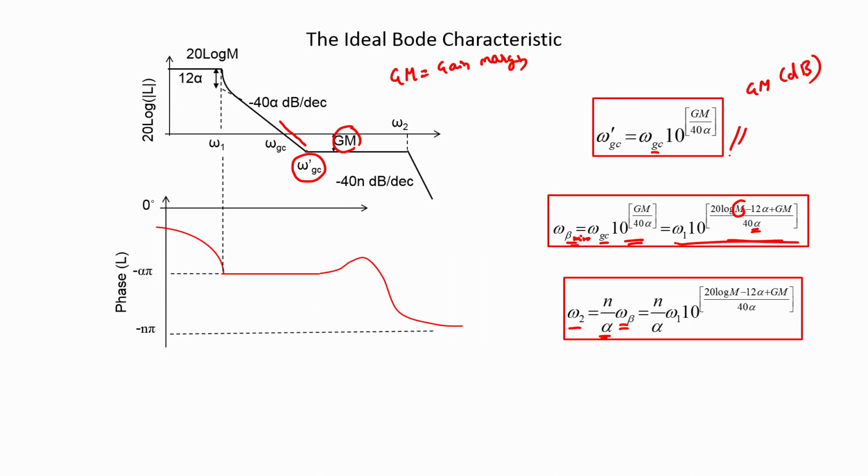So if you plug in that expression in the equation that relates omega 2 to omega beta, we would get the final expression on the right hand side, which is equal to n by alpha times omega 1 times 10 to the power 20 log m minus 12 alpha plus gm by 40 alpha.